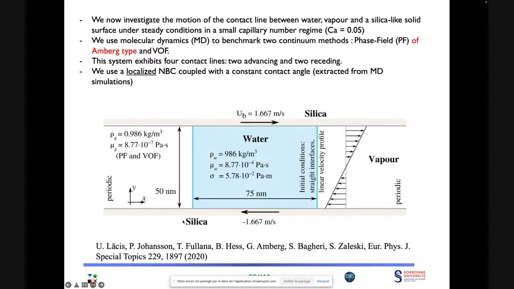So the parameters are here. The viscosity, the density. So the vapor density, it's water in equilibrium with vapor. The vapor density is very small. The viscosity of the vapor is also very small. The surface tension is in a reasonable range.